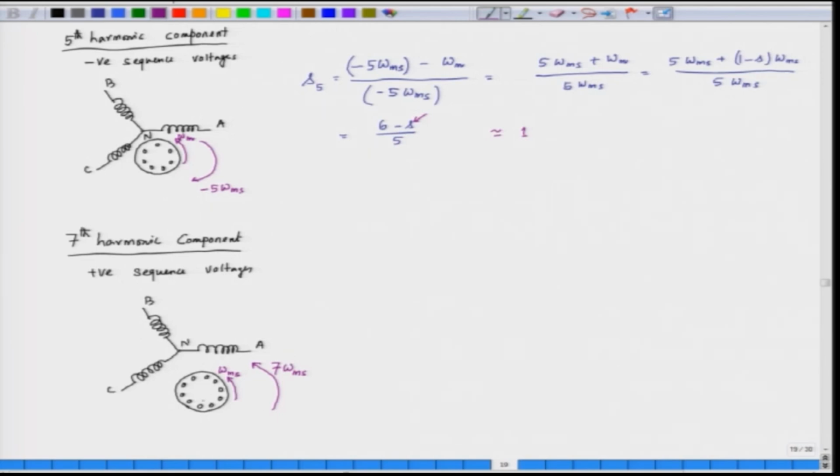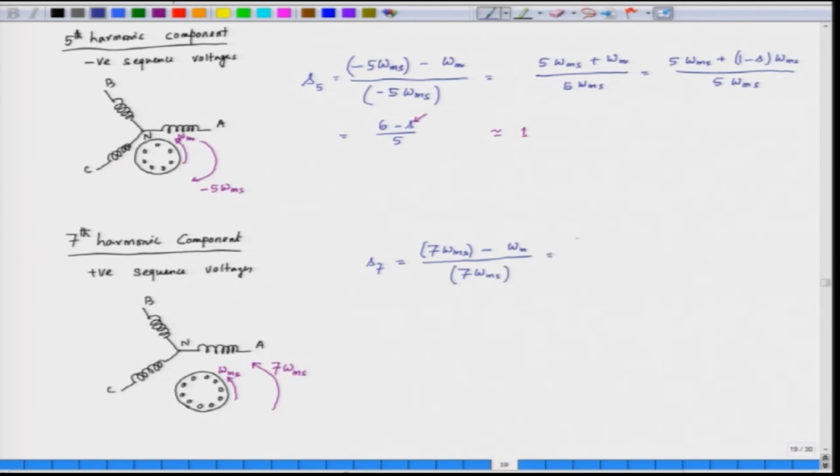Now, here we find out what the slip is. What is the slip for the seventh harmonic component? The synchronous speed is 7 into omega ms, a positive speed. So, we have plus 7 omega ms minus the rotor speed, divided by the synchronous speed, which is 7 omega ms.